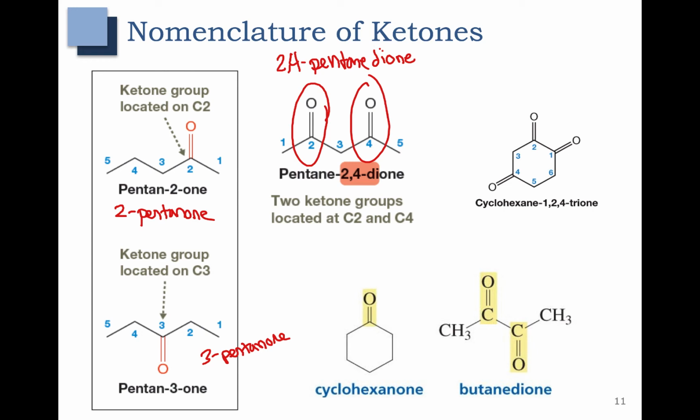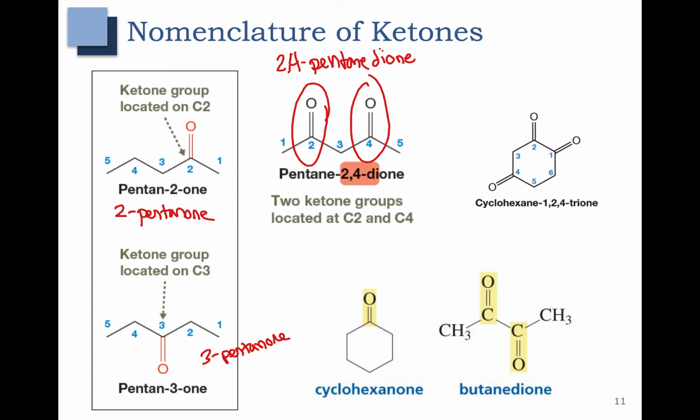Here are 2 more examples. We have cyclohexanone here. Notice that for cyclohexanone, we don't need that pesky little E because we only have 1 ketone. We also don't need a number because when we're cyclic and we only have 1 ketone, it's assumed that you're putting that ketone at the 1 position.